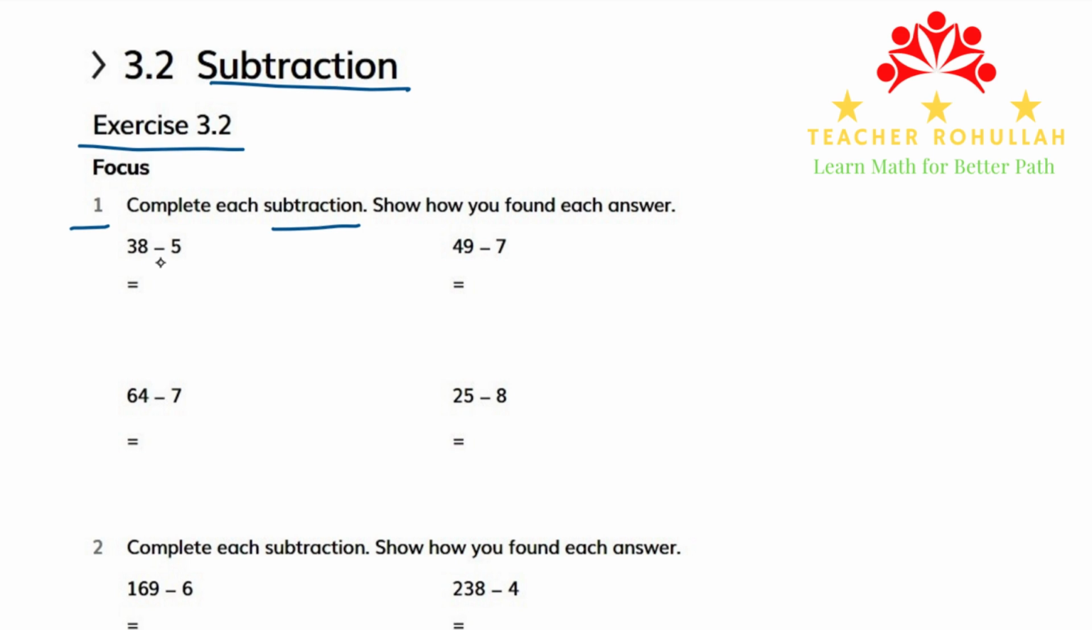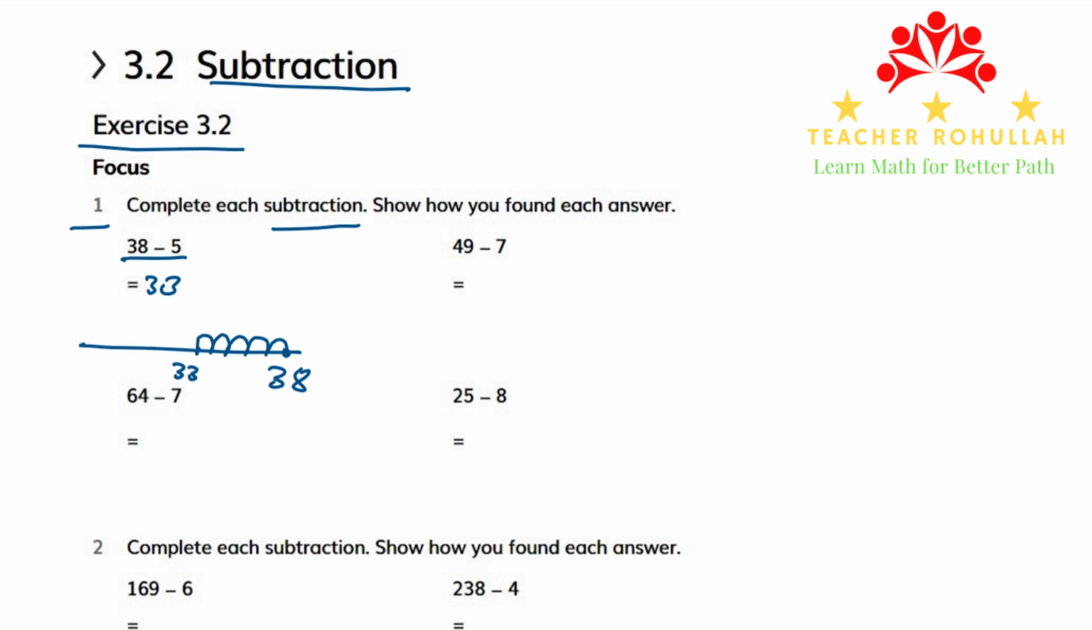We have a 2-digit number and a single-digit number over here. So we will use counting back strategy for all these numbers. The first part of this question is 38 minus 5. To find the answer to 38 minus 5, I will draw a line and assume that 38 is at this point. Now we count back 5 numbers: 38, 37, 36, 35, 34, 33. So this point is 33. If we count back 5 numbers, we will get 33.